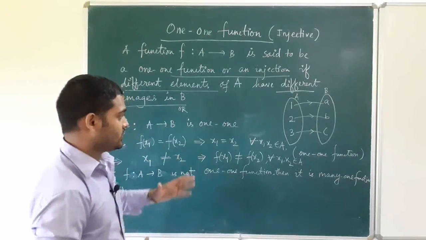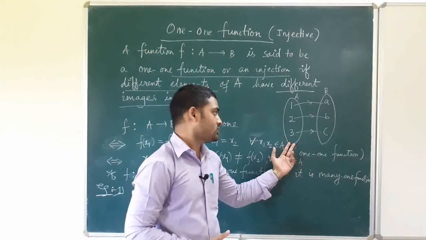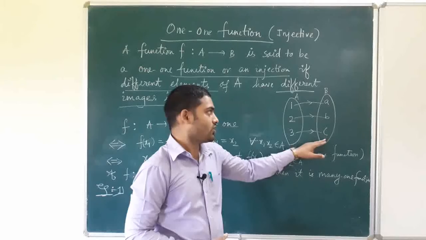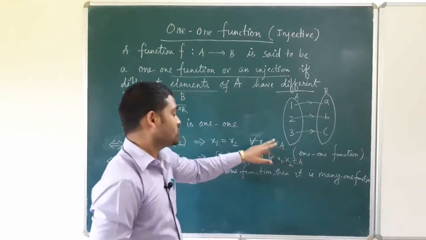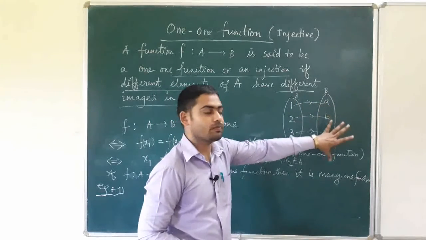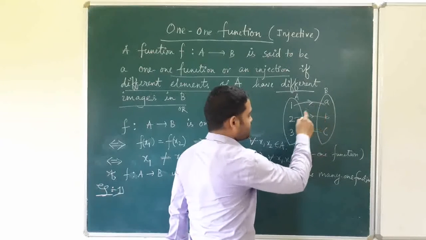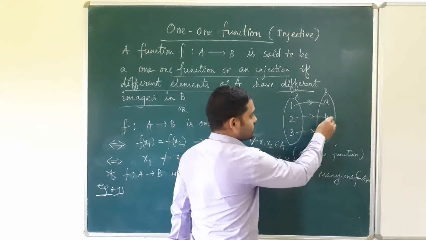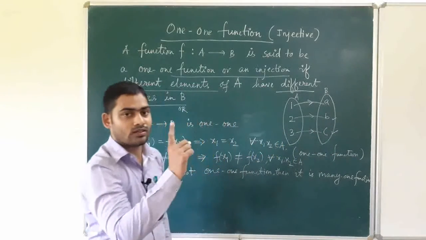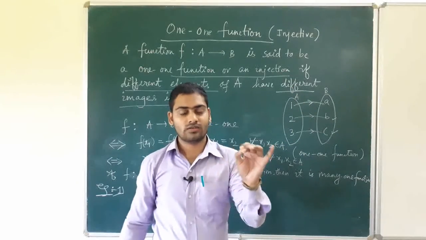So friends, here you see every element of A is related to exactly one element of B. That means different elements have different images in B. So the image of 1 is A, the image of 2 is B, the image of 3 is C. So it is one-one related. So this function is called a one-one function.